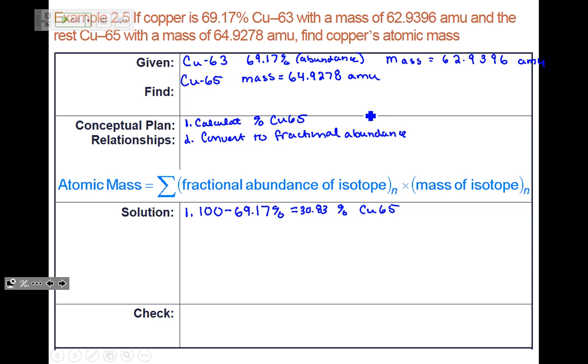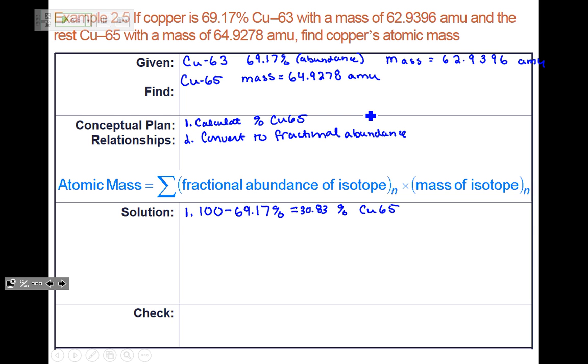Everyone understands why that is? Again, it's just when we're talking about percent. Now, if we had 3 of those, we'd have to know a little bit more information. But we have only 2 isotopes. Now, we need to convert our percentages to fractional abundance.